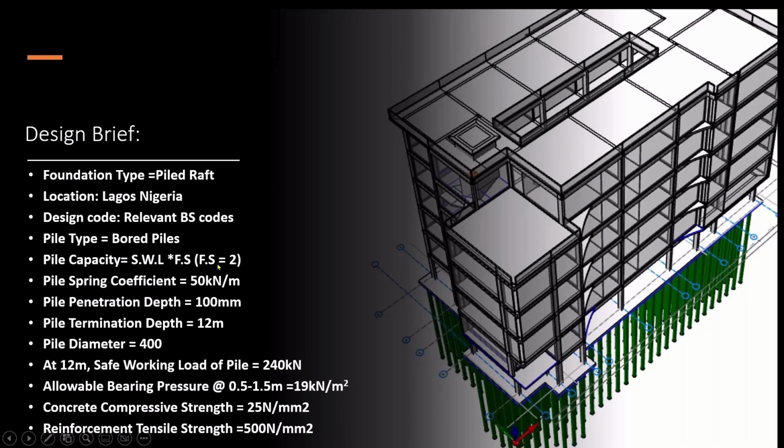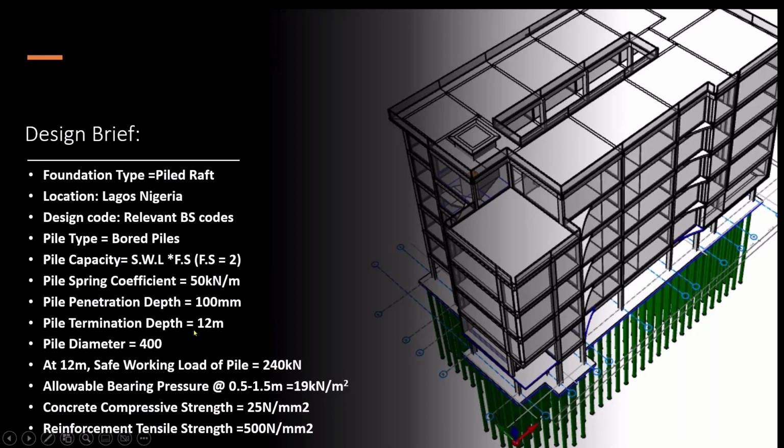which is equal to the safe working load times the factor of safety. And then in this case, we'll be looking at it. Then pile spring coefficient, we are adopting 50 kilonewton per meter. Pile penetration depth, 100 mm. Please, these are usually determined for every project. But for the sake of this demonstration, we are going to be using the default value.